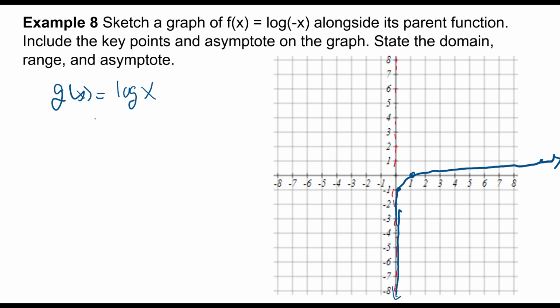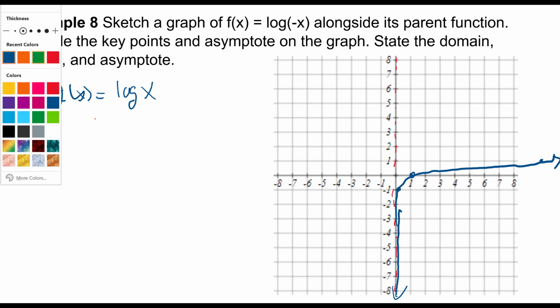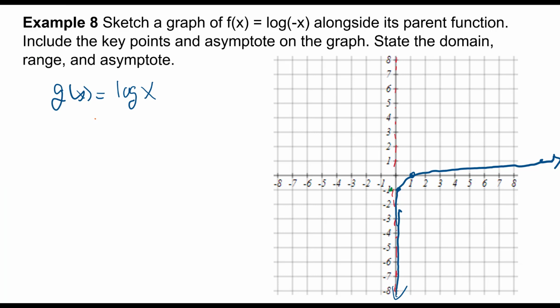Okay. So for the reflected function, I'll go to green. That's going to be on the other side there. So it's at negative 1/10, negative 1. It's going to be at negative 1, 0. It's going to be at negative 10, 1. So right about there. So it'll come up. Try to stay close to that y-axis. Okay, there you go. And that would be the graph of the reflected function, the reflected log function.